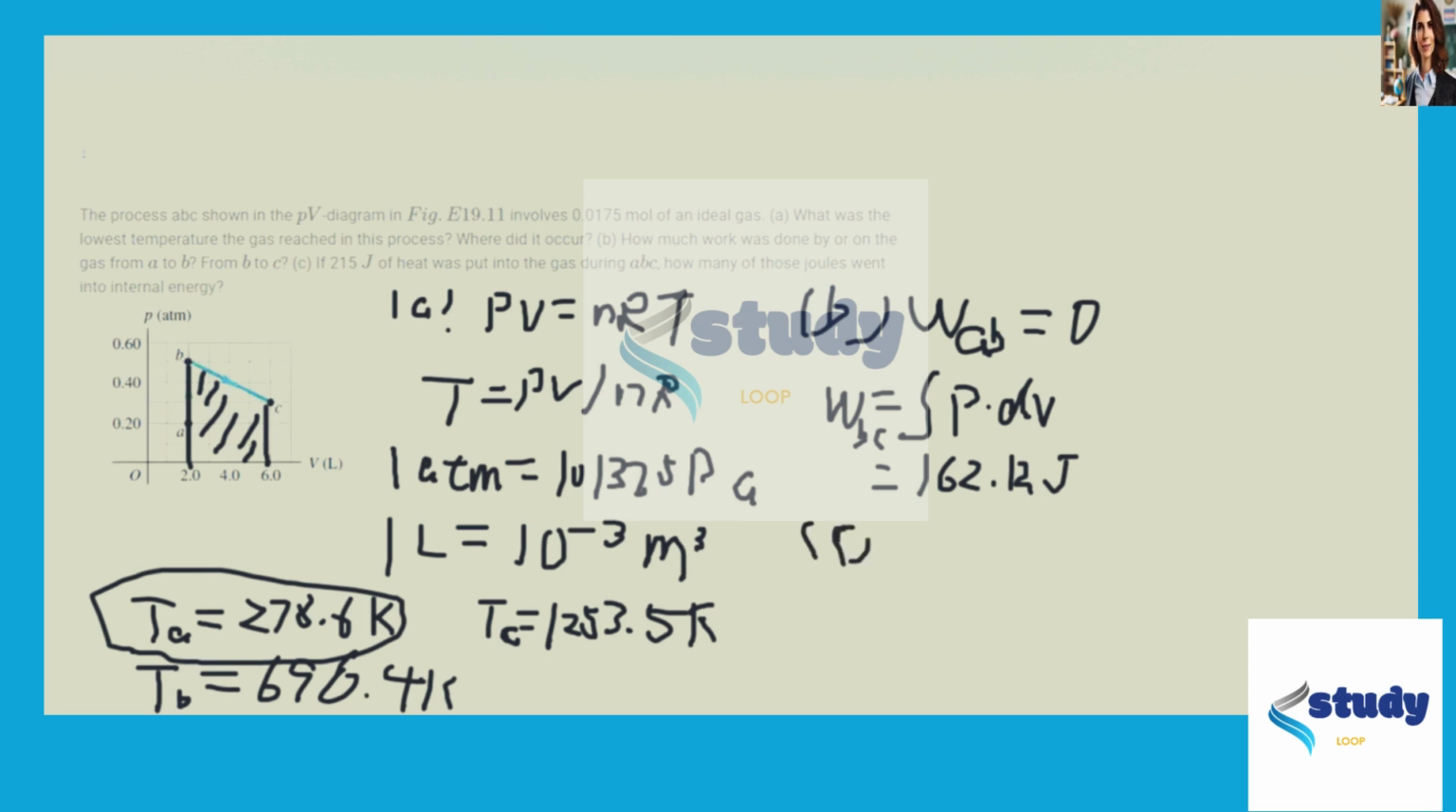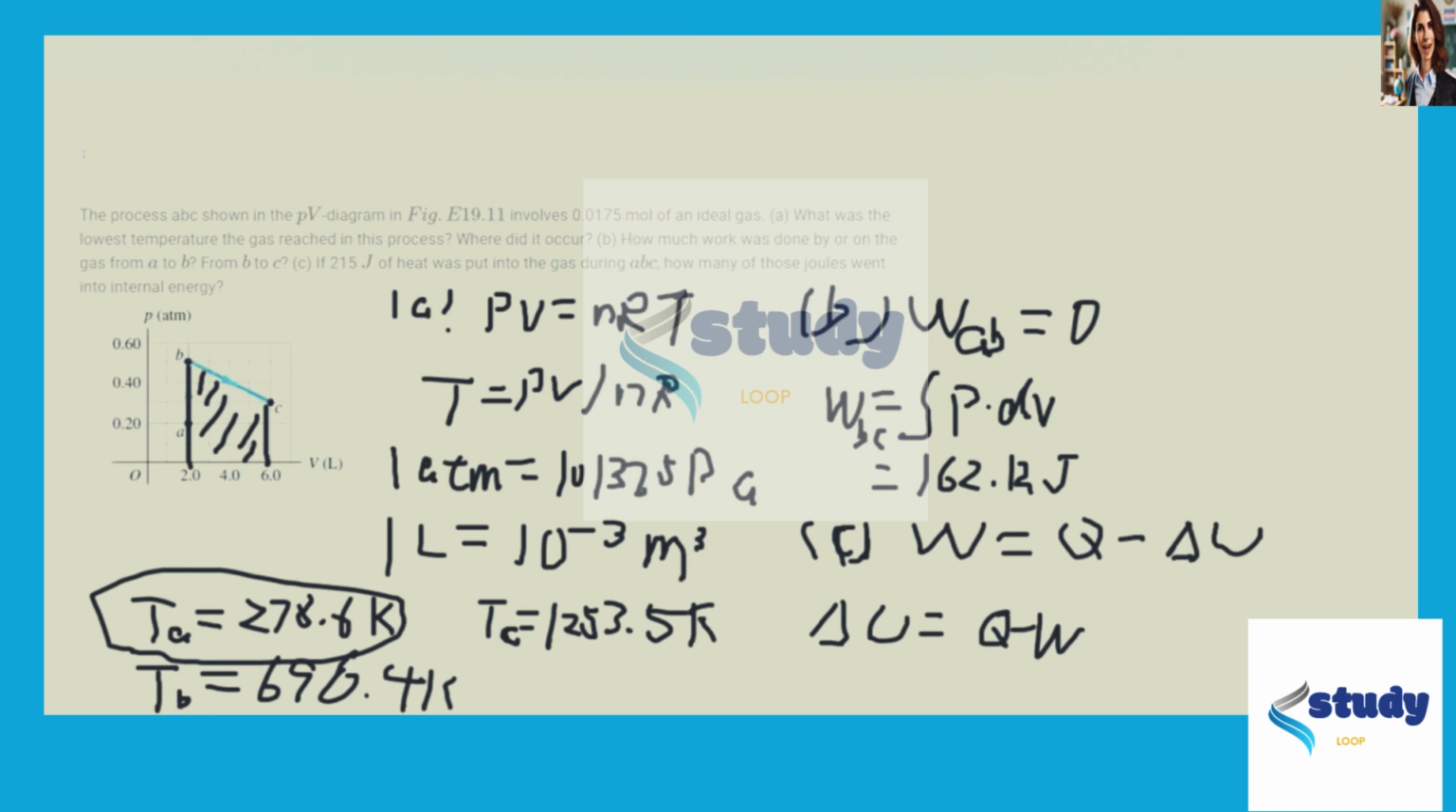For part C, we need to utilize the first law of thermodynamics, which is that work equals heat into the system minus delta U, where delta U is the change of internal energy. So delta U is given as Q minus W.